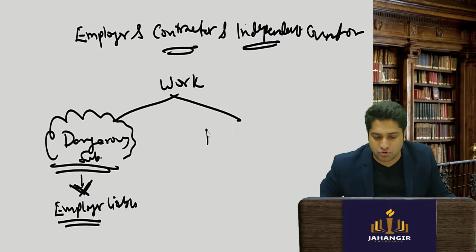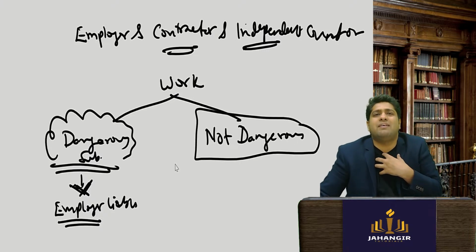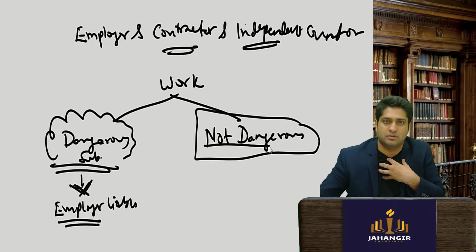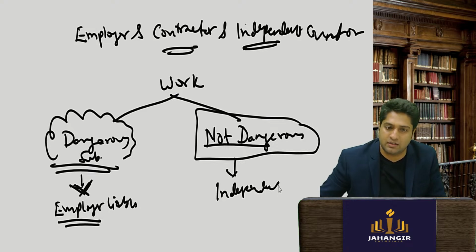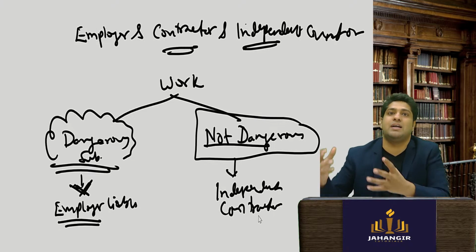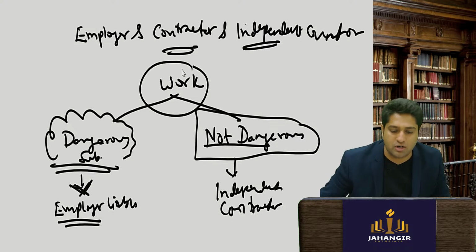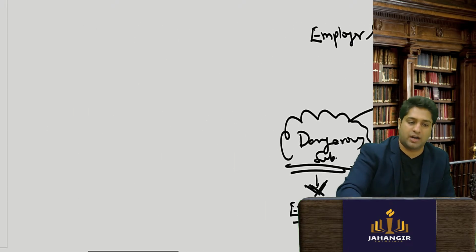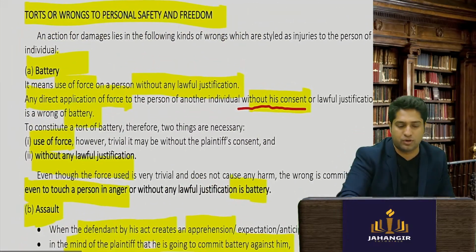But if it is not dangerous, then why will the employer be held liable? If it is not a dangerous thing, then we will say that listen, the independent contractor is liable, because he is also independent. He is working on his own act. He is strong enough. So when it is non-dangerous, it is the independent contractor who is held liable. You can draw this particular diagram if you want.